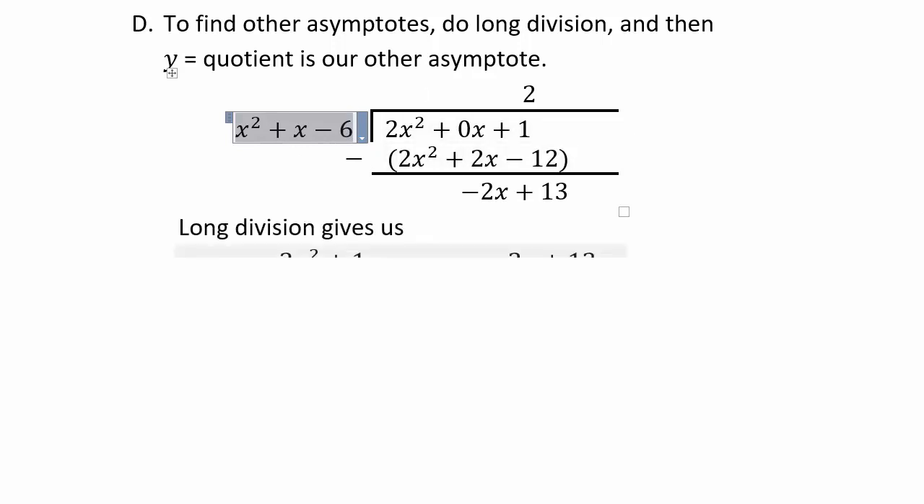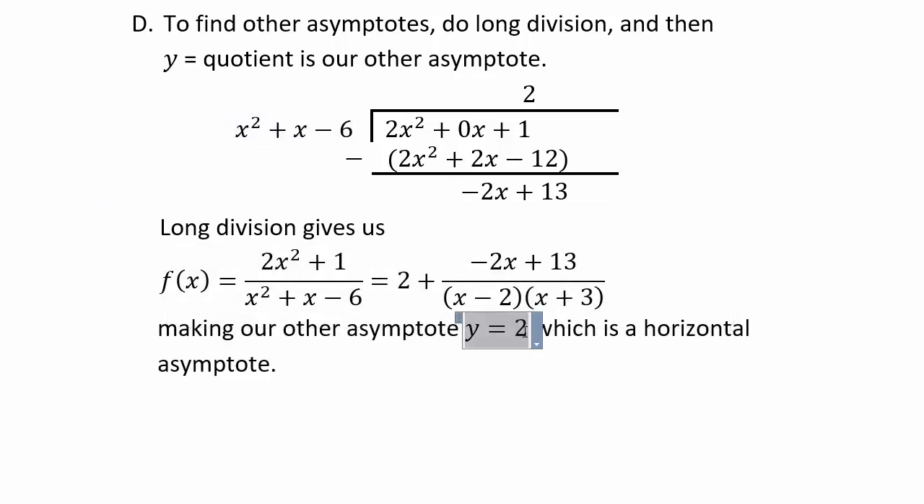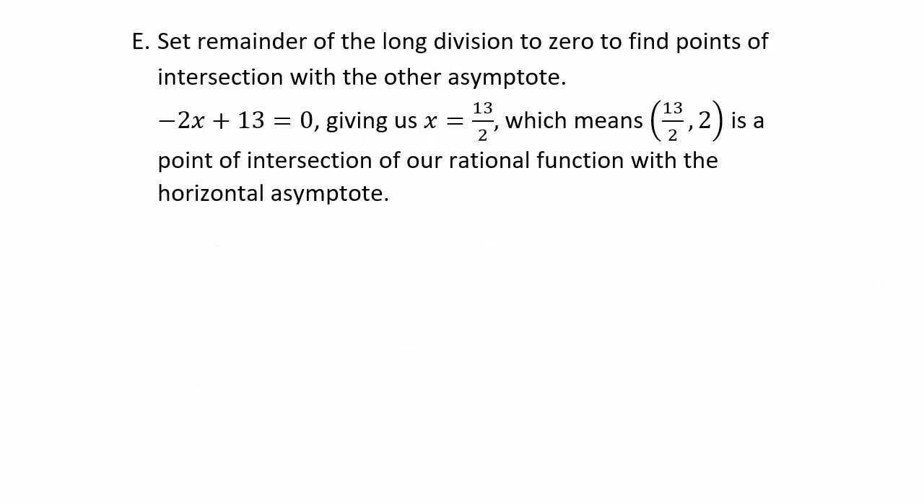So we have 2 plus (negative 2x plus 13) over the denominator. So y equals 2 is our horizontal asymptote. Again, if you take negative 2x plus 13 equals 0, 13 halves is where your graph will intersect the horizontal asymptote y equals 2. So setting the remainder to 0 gives us (13/2, 2) as a point on the horizontal asymptote.